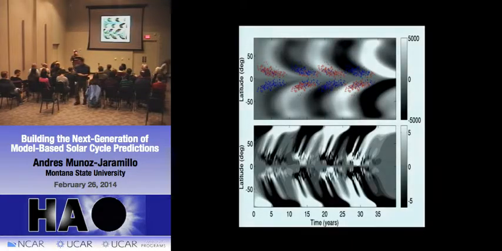What is the computational cost of this sort of approach? How many core hours do you need per cycle?